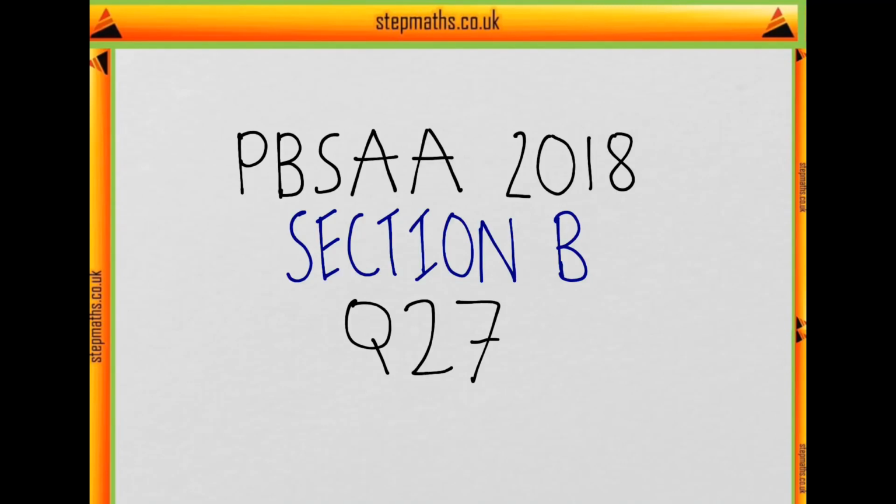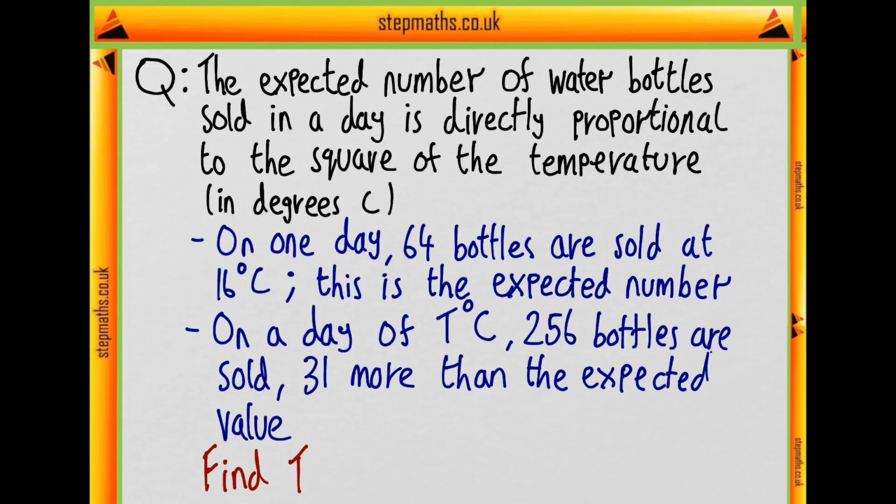This is question 27 from section B of the 2018 PBSAA exam. So in this question, we're given a scenario where we're selling water bottles per day, and we're told the expected number of water bottles sold in a day is directly proportional to the square of the temperature, specifically in degrees C. And you can implicitly assume here on temperature above zero.